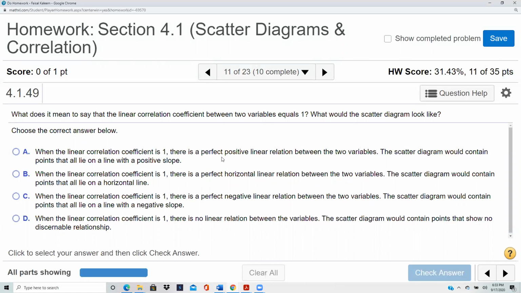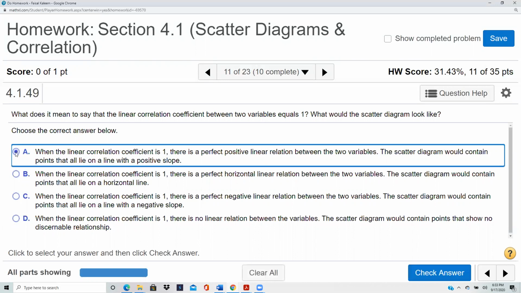A says that, and we know that when that happens, the scatter diagram would contain points that all lie on a line with positive slope. We already talked about that idea before.